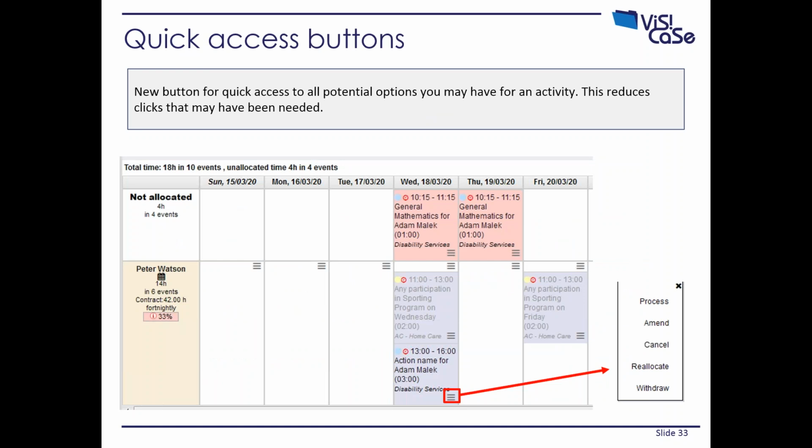An additional functionality associated with this roster management is these quick access buttons. So now on the roster view page, you will see these three additional buttons, three additional lines that once clicked will show the resource that clicked it all available options they have based off their permissions. In this case, I've clicked on this action for Adam Malik, and I have the option to process, amend, cancel, reallocate, or withdraw. I'll quickly show you what this looks like in the system, and then I'll take questions.